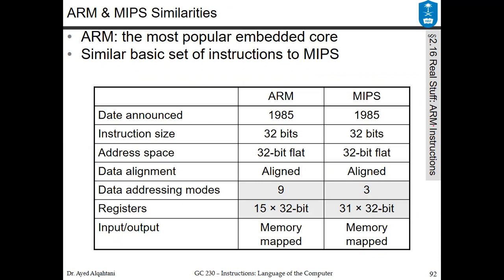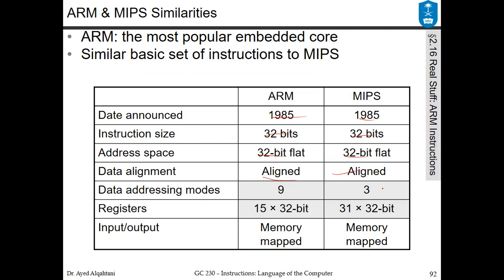And now we will see some real stuff. We will start with the ARM instruction, or the ARM ISA. So there are similarities, many similarities actually between the ARM and the MIPS. Now we know the MIPS and we study. The ARM is the ISA for the Apple processor. So they were announced the same year. They use instruction size 32-bit. The address space is 32-bit. The data alignment, they are aligned.